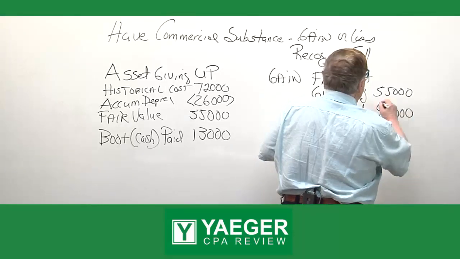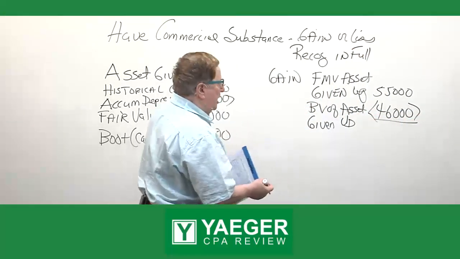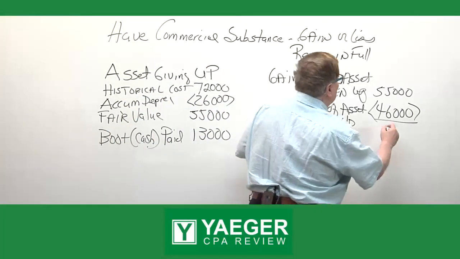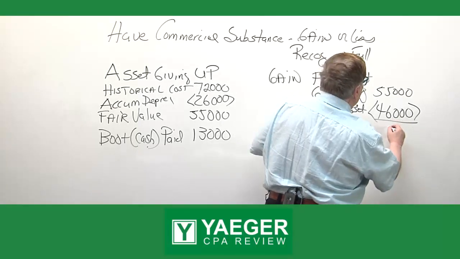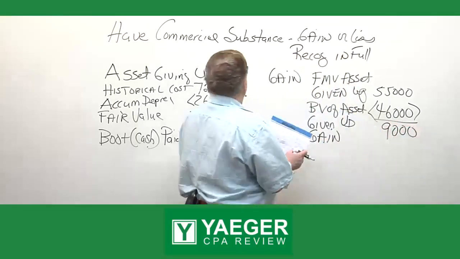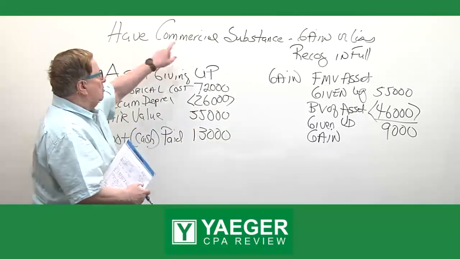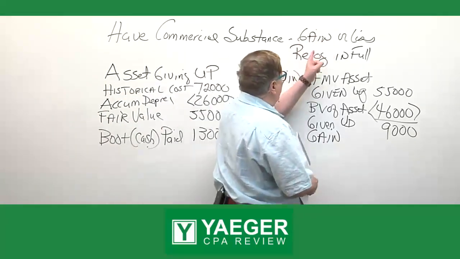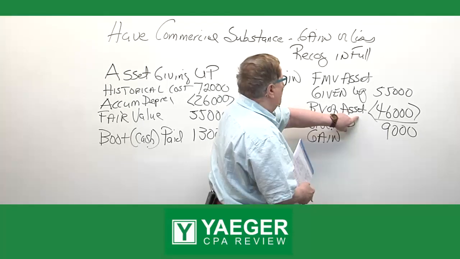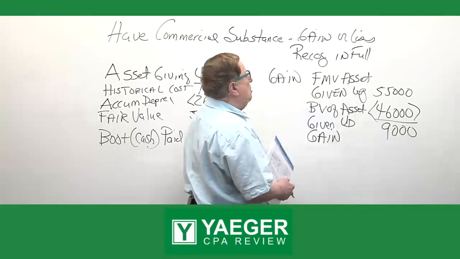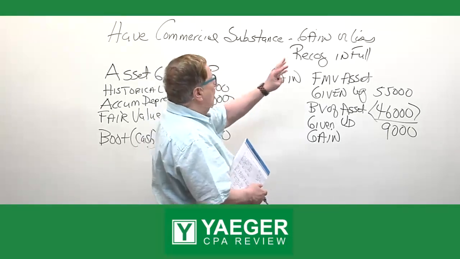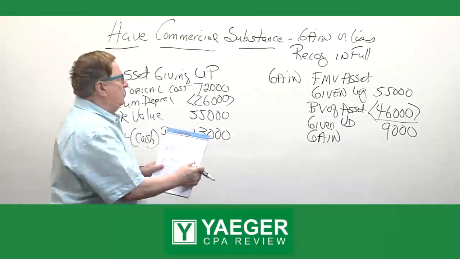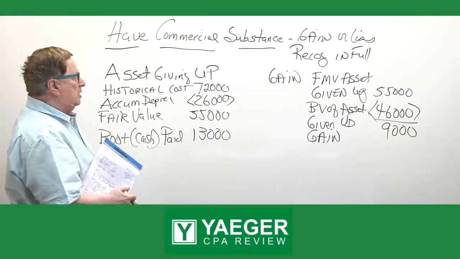So, if the fair market value of the asset given up is greater than the book value of the asset given up, we have a gain. And the gain is $9,000. Now, when a transaction has commercial substance, after you calculate the gain, all the gain will be recognized. If the book value of the asset given up was greater than the fair market value, you would have a loss, and you recognize all the loss in full. So remember, when you have commercial substance, if there's any gain or loss, it's all recognized in full.